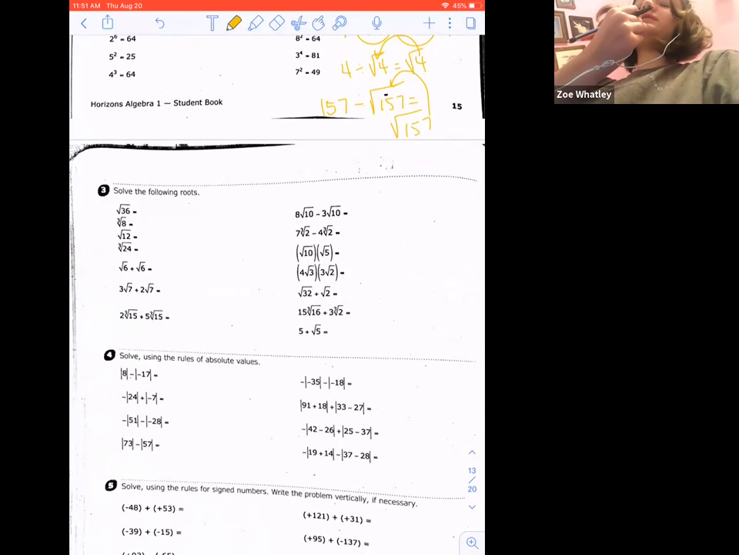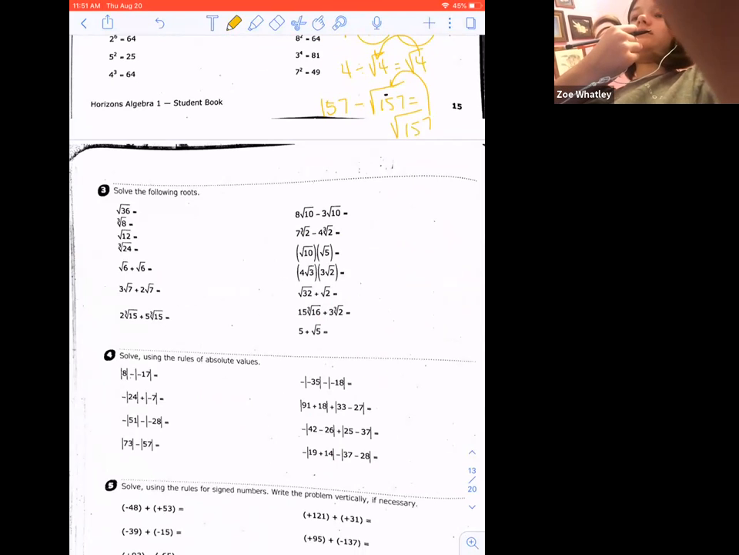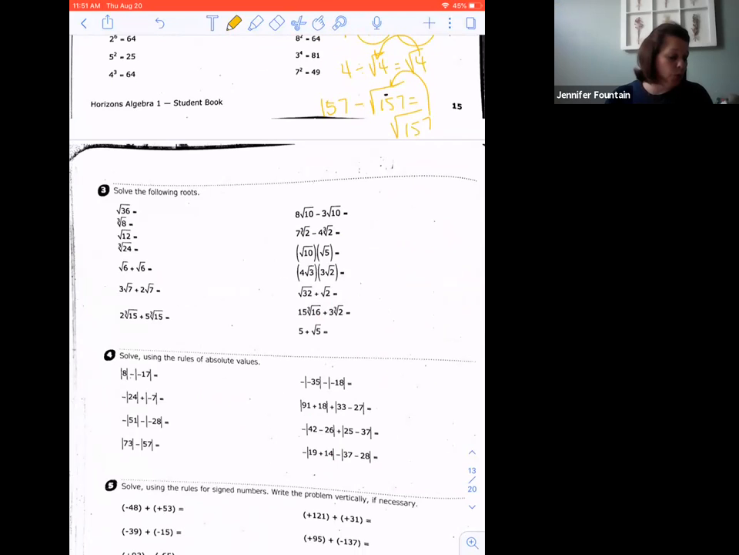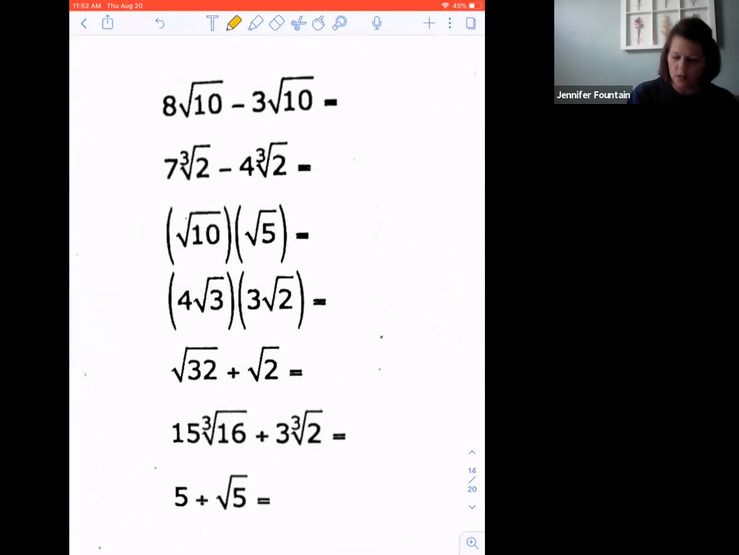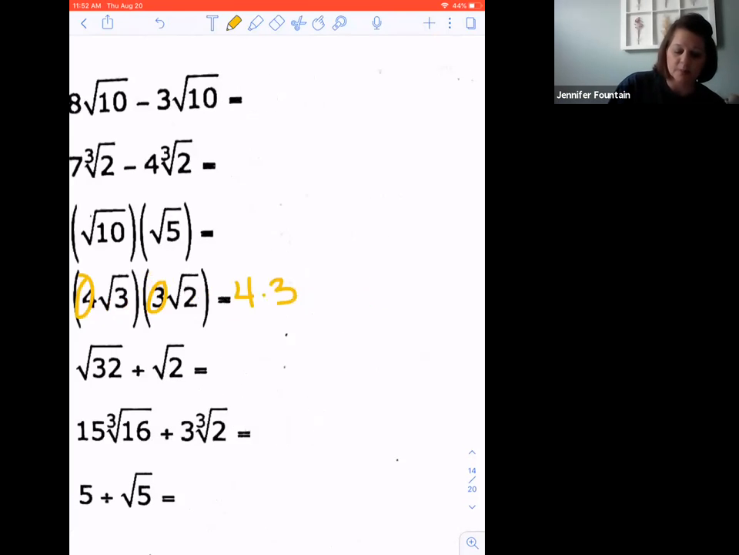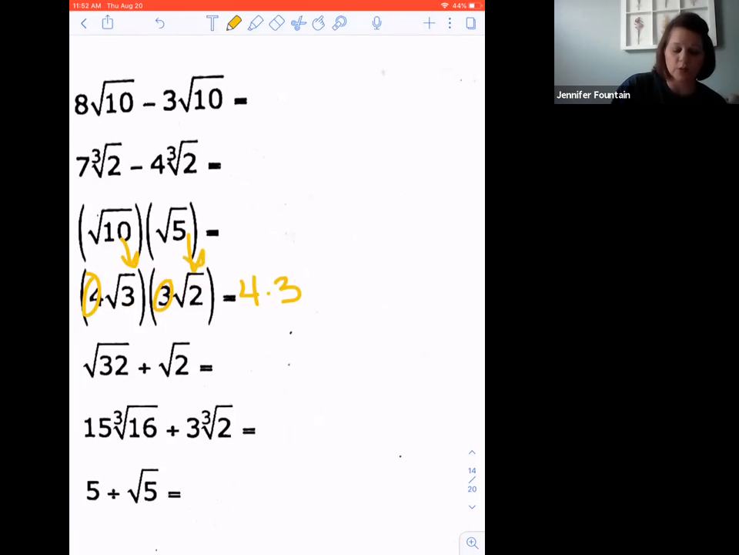Wait, what would you do if there was a whole number in multiplication? Okay, so let's see. Let's look at this one right here. This is on page 16, right-hand column. I'm looking at 4 times the square root of 3 times 3 times the square root of 2. I'm going to set this up to where I'm going to have 4 times 3, and then the square root of 3 times the square root of 2. I'm going to put those underneath the radical.